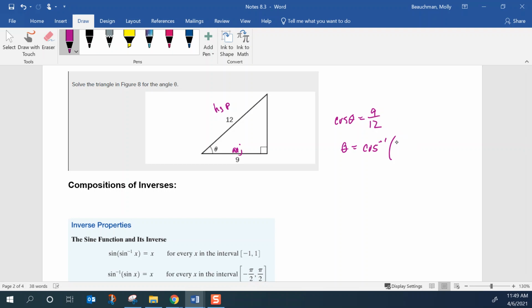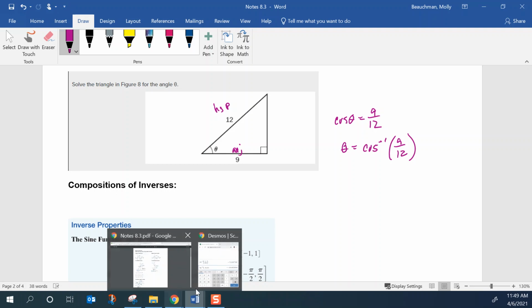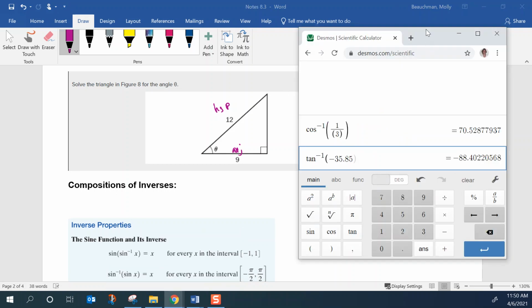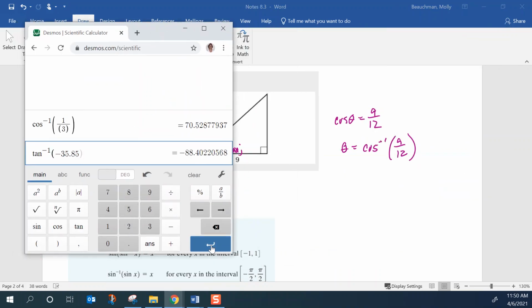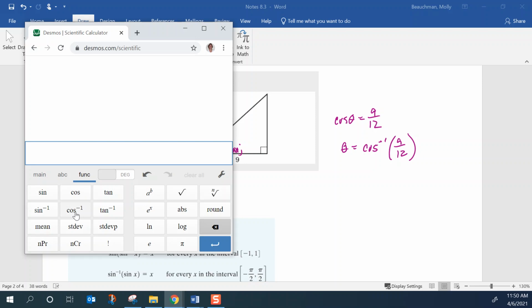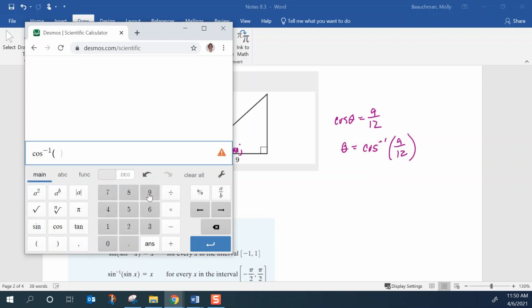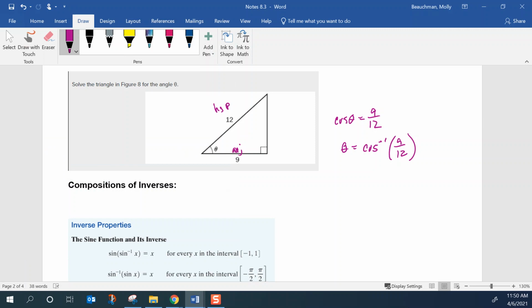It doesn't matter. In this case, the inverse cosine of 9 over 12 is what's going to give me the angle measure. Since it's a right triangle, I'm going to have my calculator in degree mode. So I want to make sure I'm in degrees. I want the inverse cosine of 9/12, or the reduced fraction. Either way is okay. And I get about 41.4 degrees.